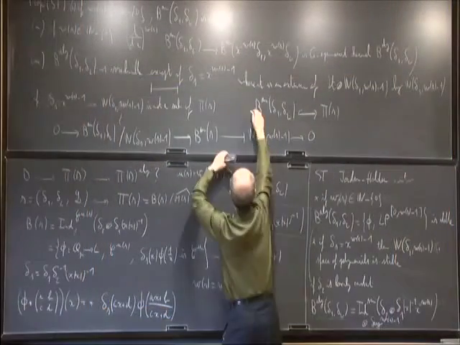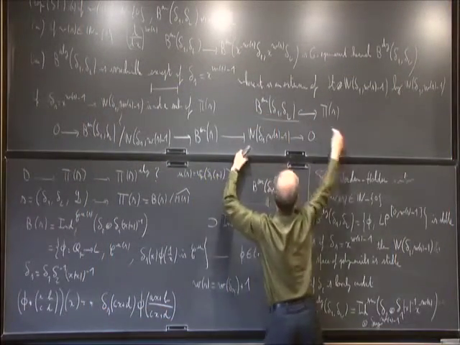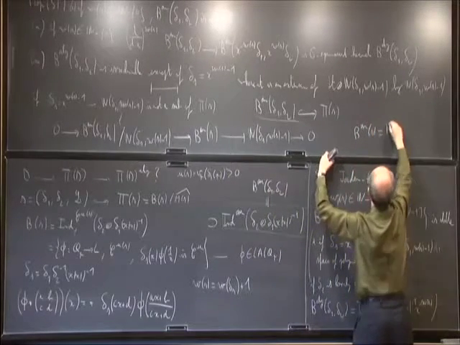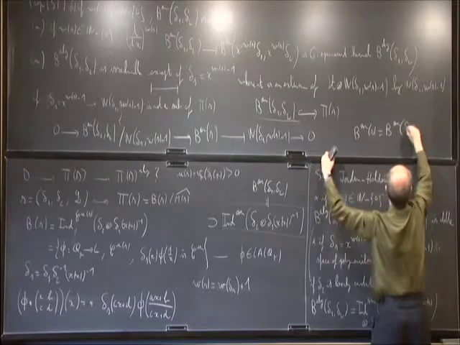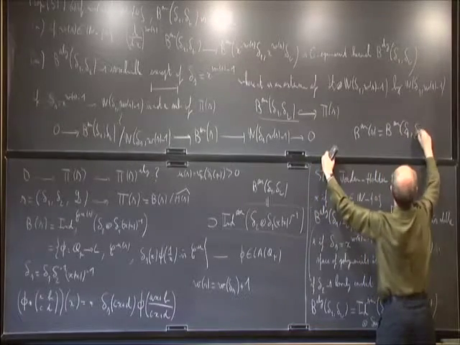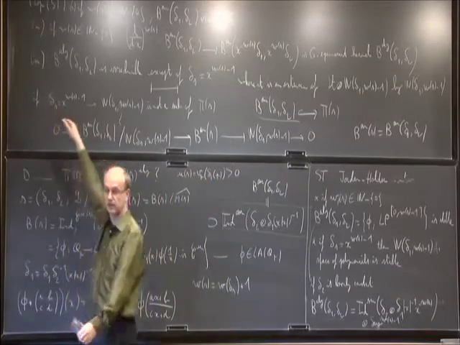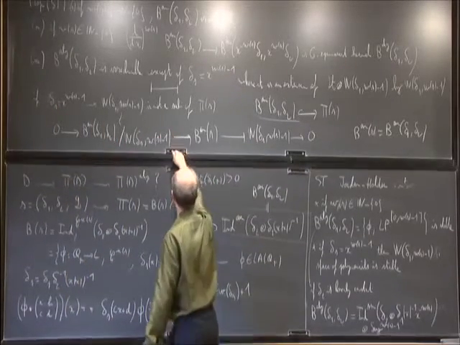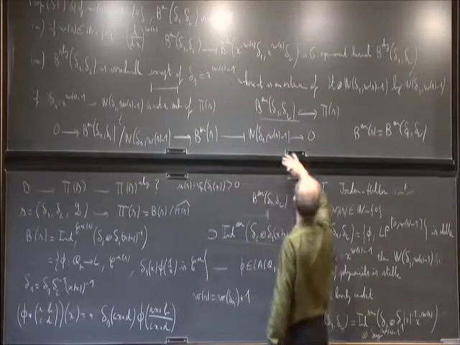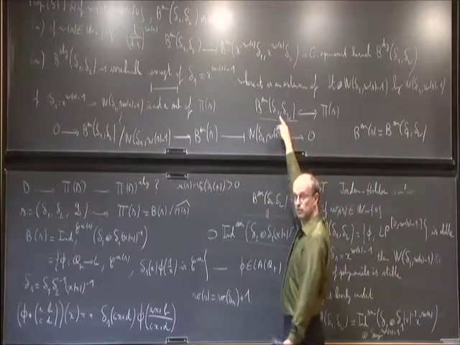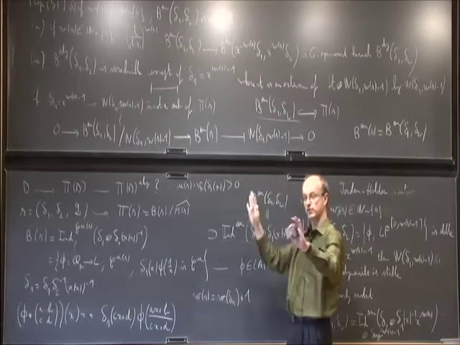B, where is it? So B_n of S. Yeah, so in general, B_n of S is going to be B_n of delta 1, delta 2, except in this case here, where it has the same Jordan-Hölder constituent as this representation, but you have to do something about them.